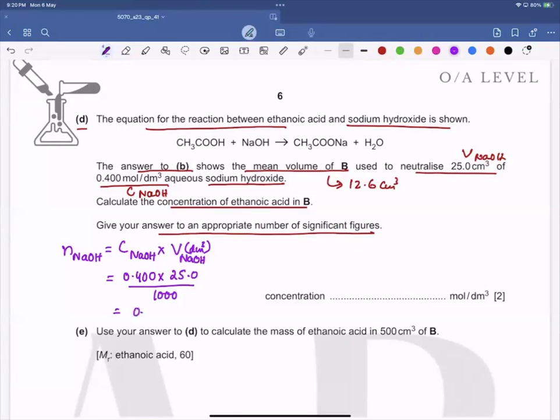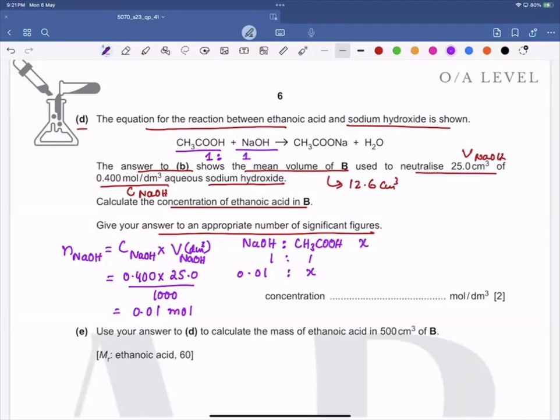So we got the moles of sodium hydroxide. Now look at the equation. The ratio between the two substances is 1:1. So it means that we can take the mole ratio to find the moles of ethanoic acid. So the mole ratio is 1:1. It means if there are 0.01 moles of sodium hydroxide, the moles of ethanoic acid would be X. That X is equal to 0.01 moles.